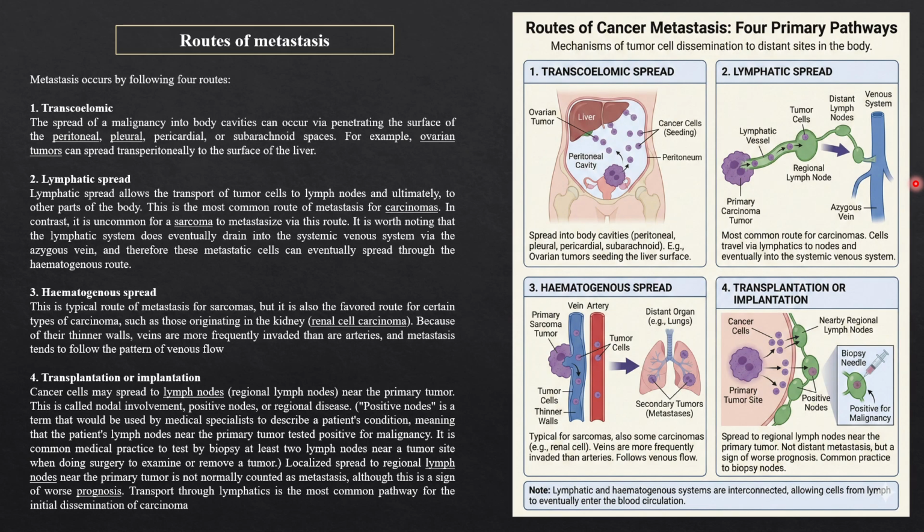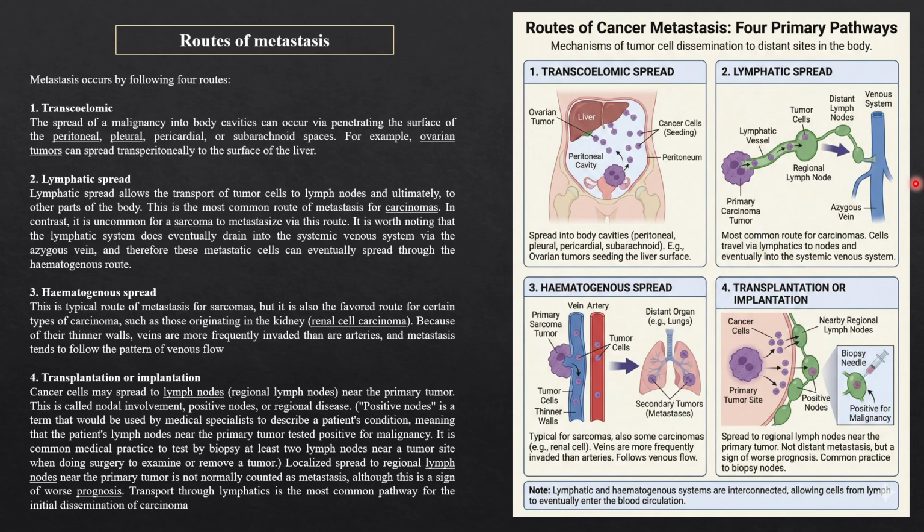Now, the routes of metastasis can be of four different types, four primary pathways, and this slide outlines the four main routes which can cause the spread of the cancer to a distant site. The first is the transcoelomic spread, where the cancer cells disseminate across the body cavities, such as ovarian cancer seeding within the peritoneal cavity. The second and the most common is the lymphatic spread, where the tumor cells travel through the lymphatic vessels to the regional lymph nodes and eventually enter the systemic circulation.